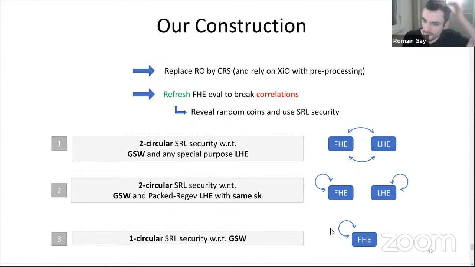And so we end up having this theorem I advertised, which is provable security under just a circular SRL security of GSW and LWE. And also the good point is, this is plausibly post-quantum. If you use Damgård-Jurik LHE, that would not be the case. That's something Julio already mentioned.